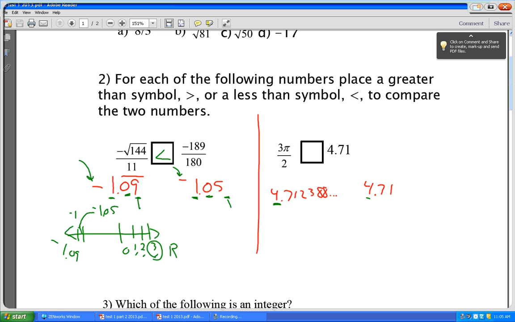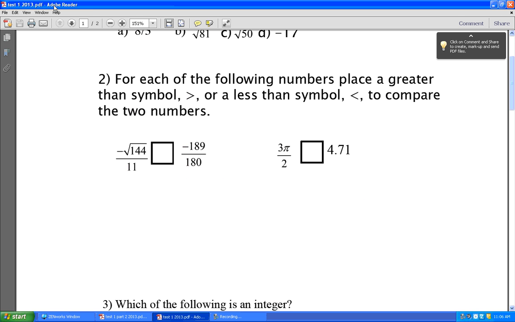So 4 compared with 4, they're exactly the same. The 7 and the 7, the 1 and the 1. Oh, so are these equal? Absolutely not. Even though it's not written there, these are filled with zeros. So 2 is larger than 0. These are positive numbers. So 3 pi over 2 is greater than 4.71. Use your calculator to get the proper decimal equivalent. You can use your tools in these situations.